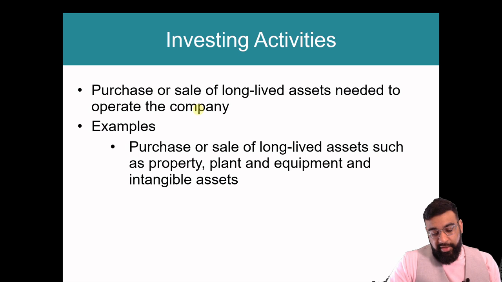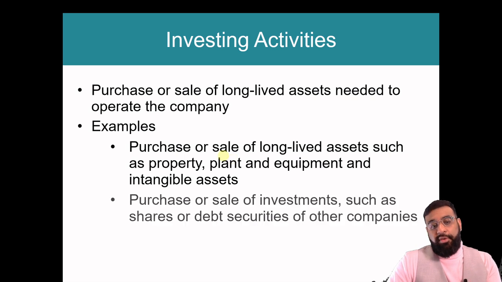So let's just say now we take our money from our operating activities and we go out and buy a delivery van. A delivery van is a part of property, plant, and equipment. Now we're expanding our business. We're investing into the future growth of our business.